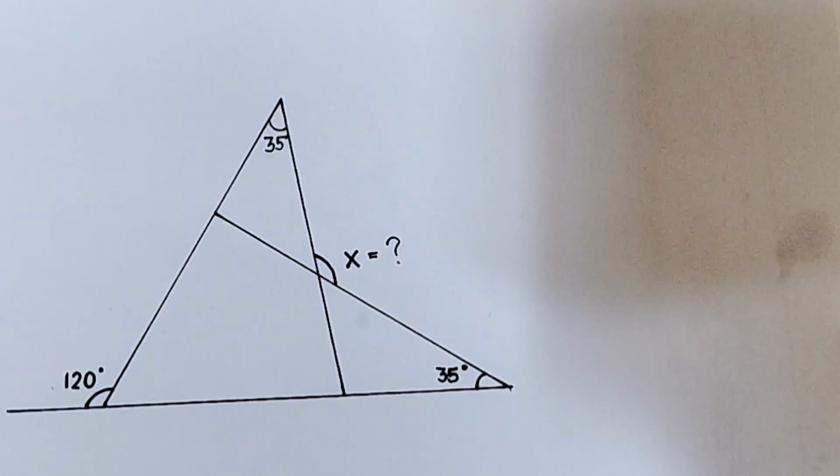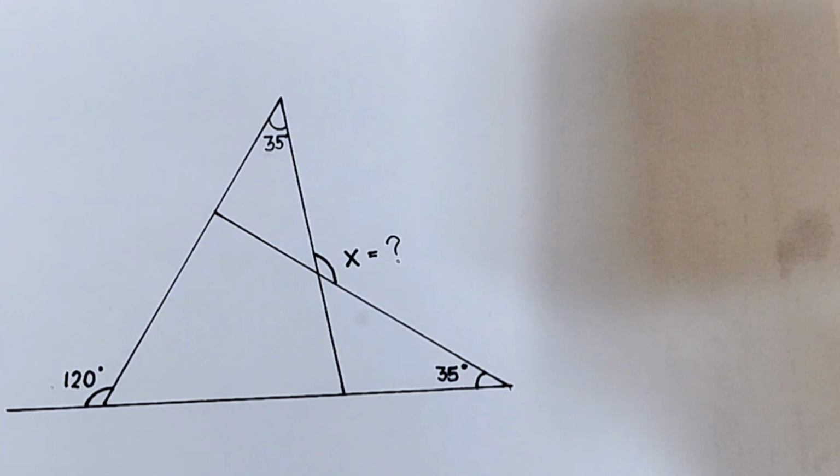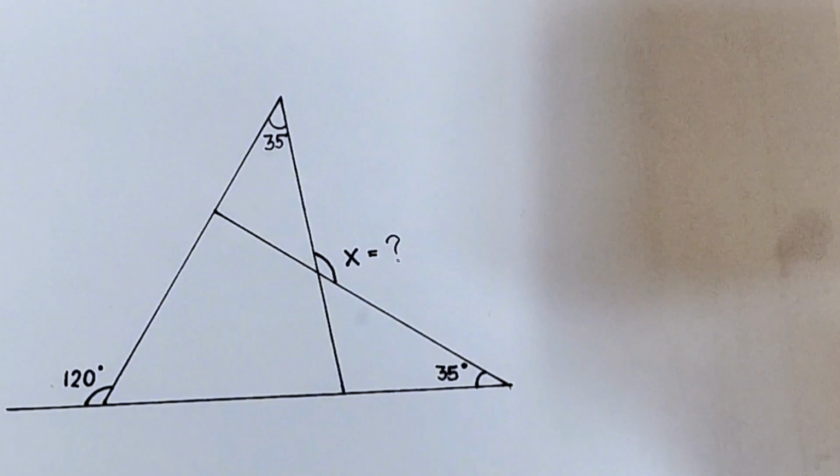We have supplementary angles, complementary angles, same side interior angles, same side exterior angles, and there are many more angle relations. We also have interior angles of a triangle. We have to keep in mind that the sum of all the interior angles of a triangle is equal to 180. Alright? So we're gonna use that angle relation of a triangle.